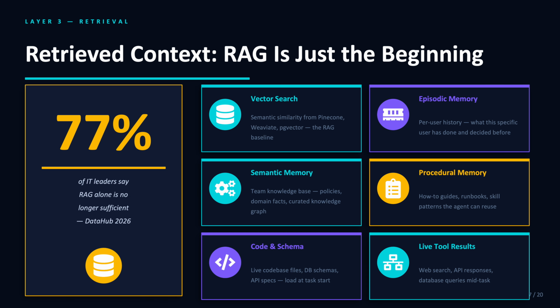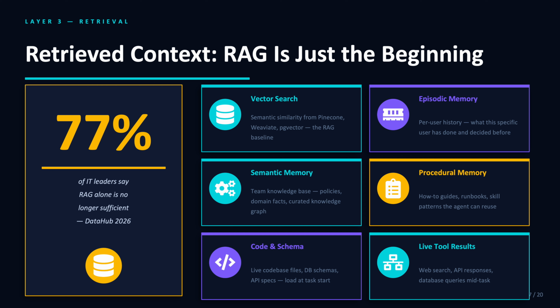Let me walk you through the 6 retrieval types shown in the grid. Vector search. Your semantic similarity baseline from Pinecone, Weaviate, or PG Vector. This is table stakes. It's not context engineering. It's a single operation within Layer 3. Episodic memory. Per user history. What this specific user has done, decided, and asked before. This is what makes agents feel personalized, rather than generic.